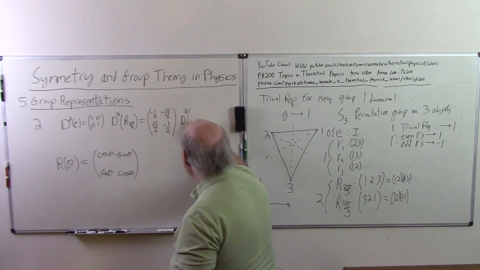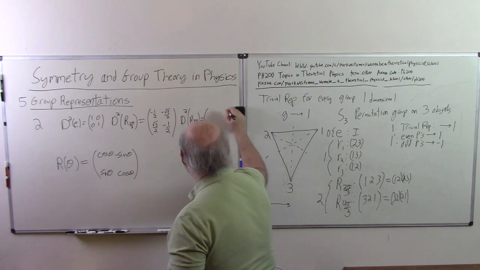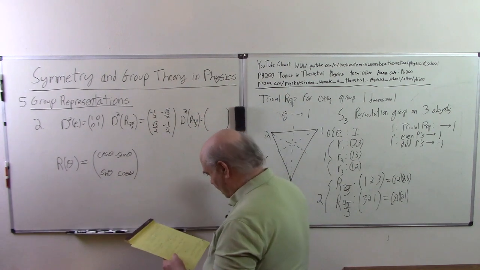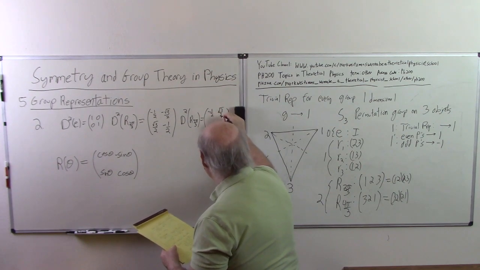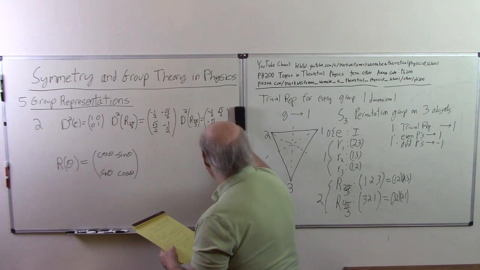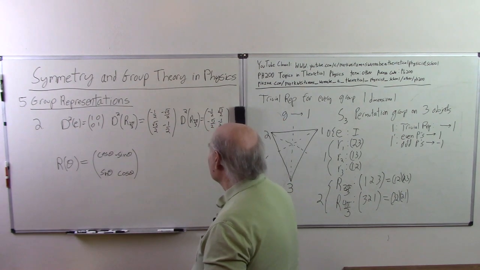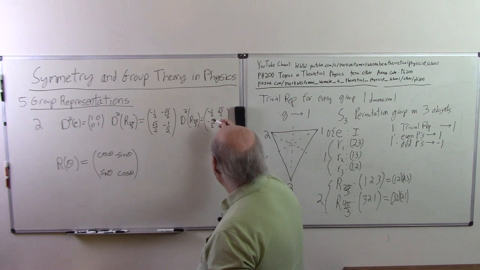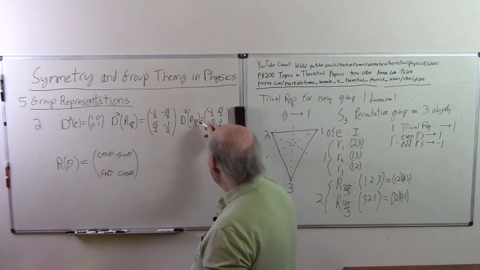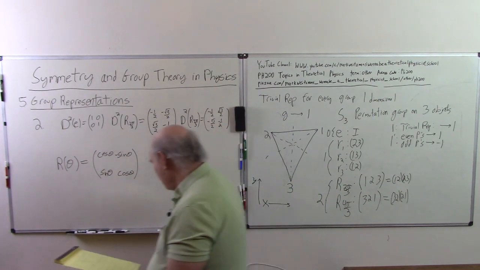Let me do D2 of R 4 pi over 3: minus 1/2, square root of 3 over 2, minus the square root of 3 over 2, and minus 1/2. So 240 degrees, cosine is negative. This is just substituting 240 degrees, or 4 pi over 3, in that general formula for the rotations.